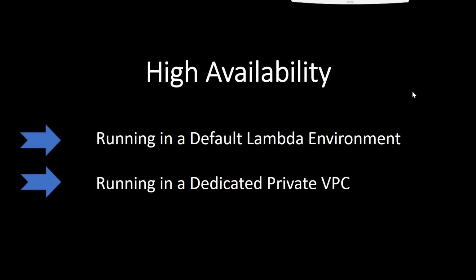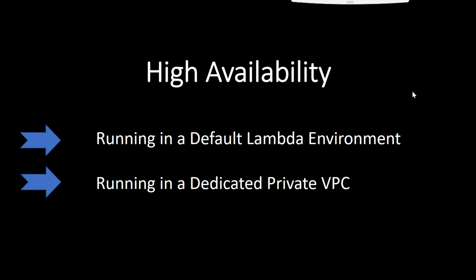Let's talk about how we can achieve high availability using Lambda. There will always be two scenarios in which you will be running Lambda. When you deploy your code in Lambda, by default there will be a Lambda environment in which it will be running. Lambda generally runs in a VPC only, which is secure, and the AWS Lambda service itself takes care of its security, its high availability, and many other things.